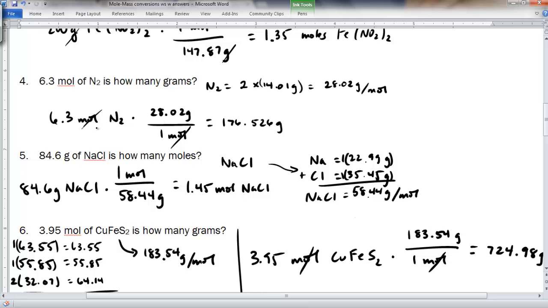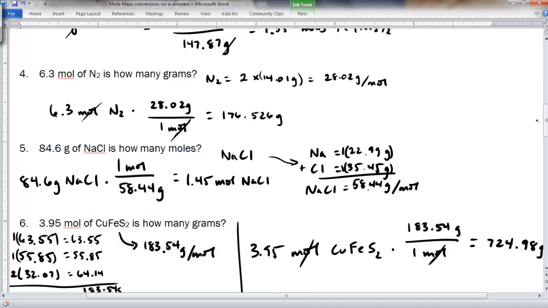When we're trying to convert between moles and mass, we multiply the number of moles we're given by the molar mass over mole. So I multiply 6.3 by 28.02. Since moles are on the bottom, we're essentially dividing by 1, but dividing by 1 doesn't really change the number. So 6.3 moles multiplied by 28.02 grams divided by 1 mole is all of the math involved here. Moles cancel, and we end up with grams in the answer.